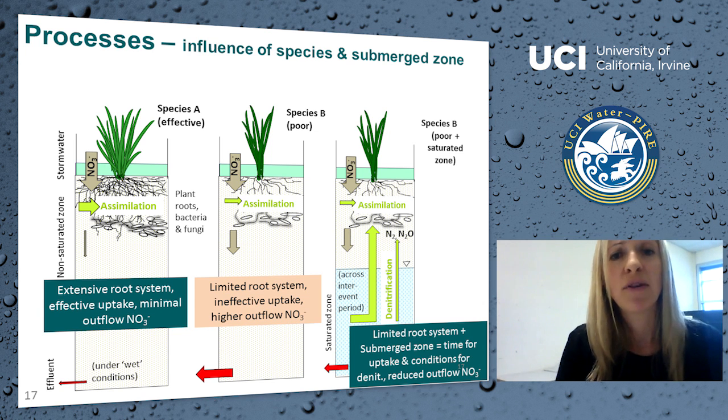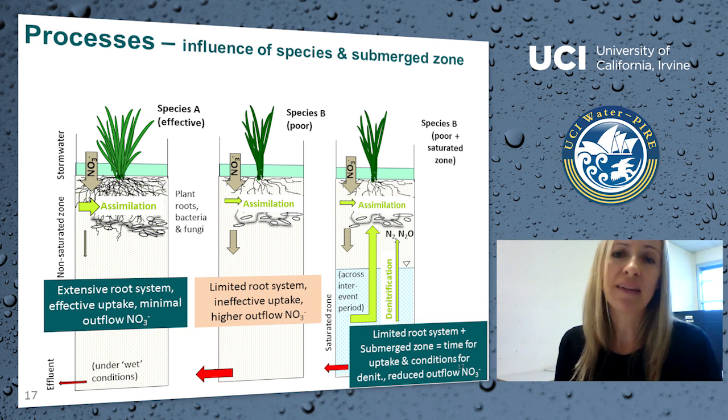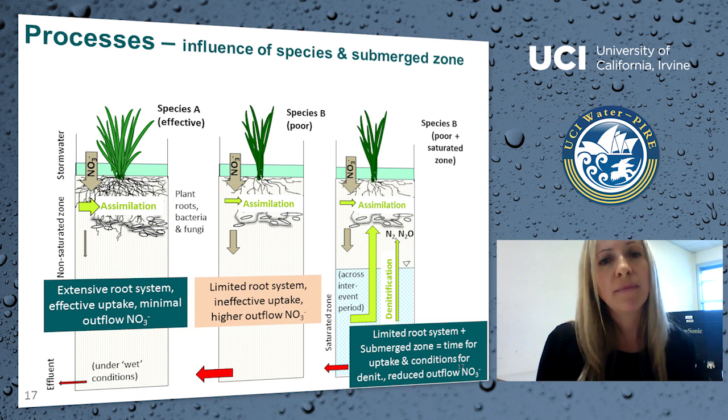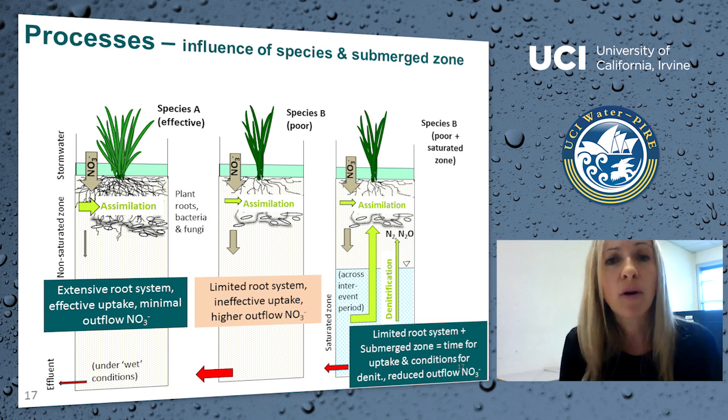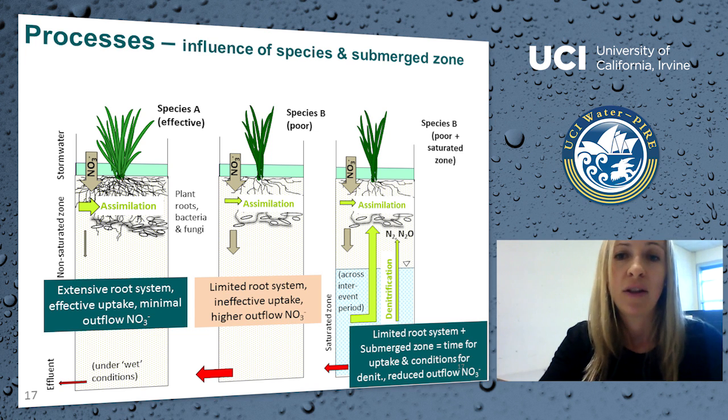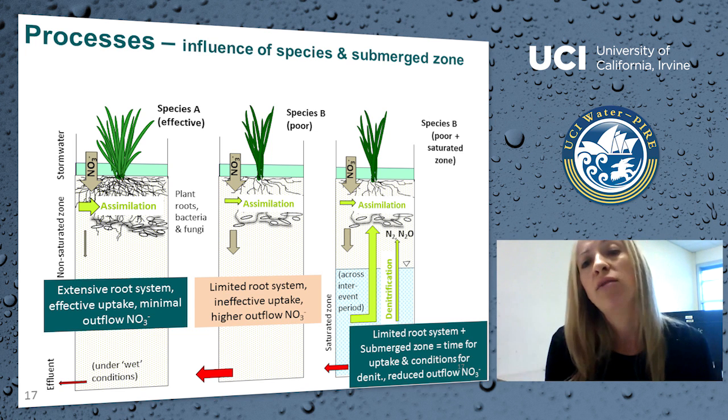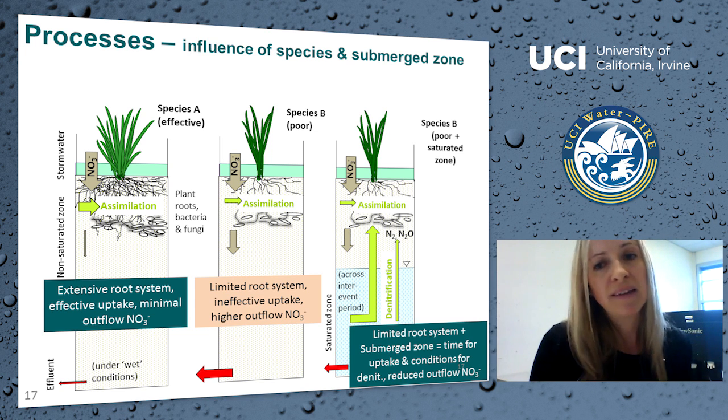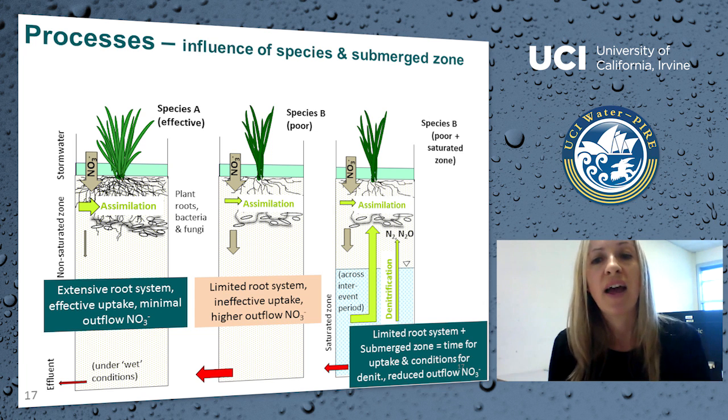But then clicking through to the next diagram, we can see a plant species with a poorer root system, less effective contact with the nitrate as it moves through the filter media, allowing more of the nitrate to pass through the system, in this case a free draining design. So less effective uptake.